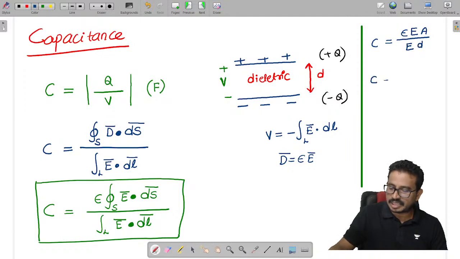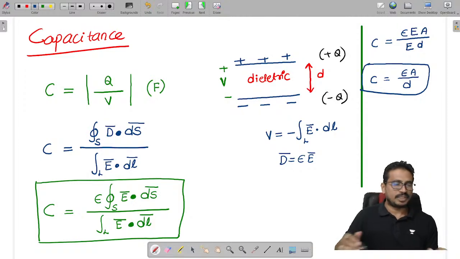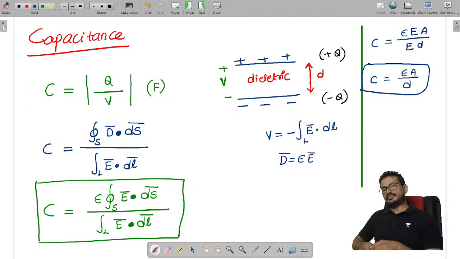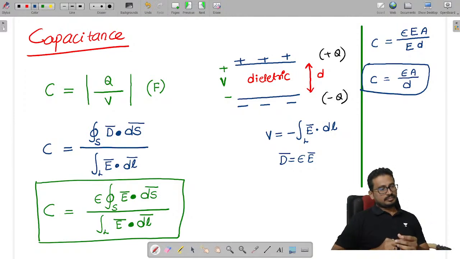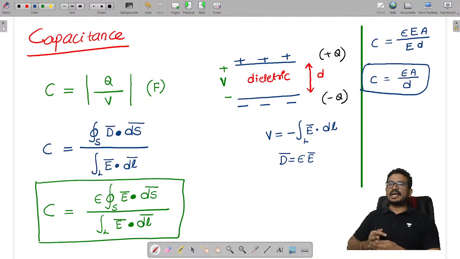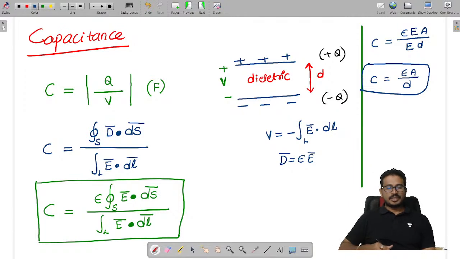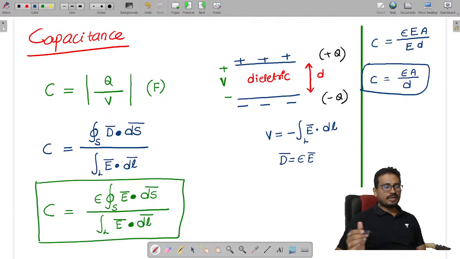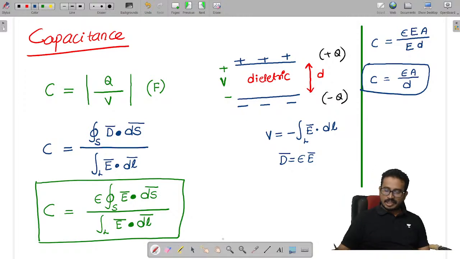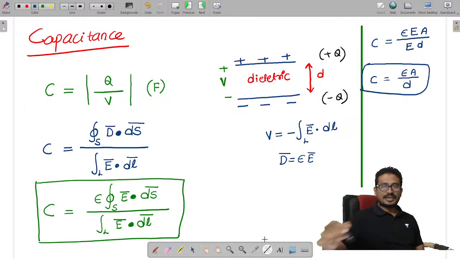If you look carefully, have you ever seen this formula? Tell me now. This is the formula we use for the capacitance of a parallel plate capacitor. This is the parallel plate capacitor. So we will use this formula, isn't it? But while deriving this formula, we made some modification, some approximation.